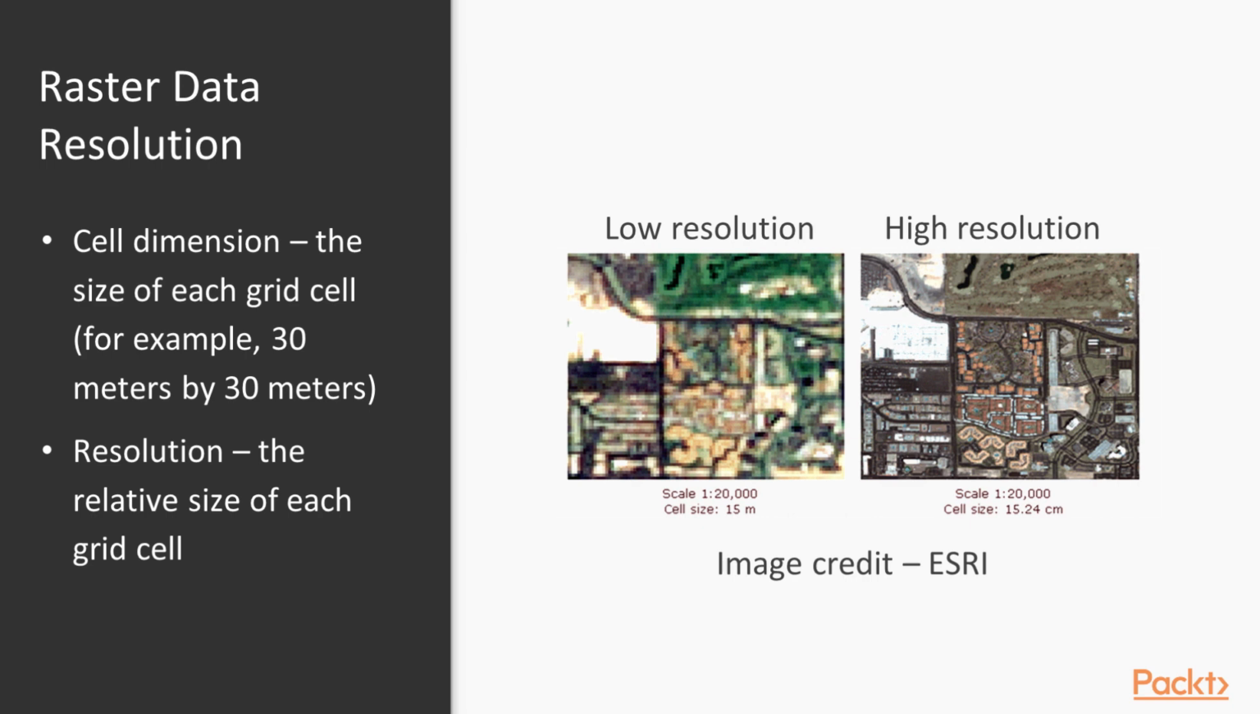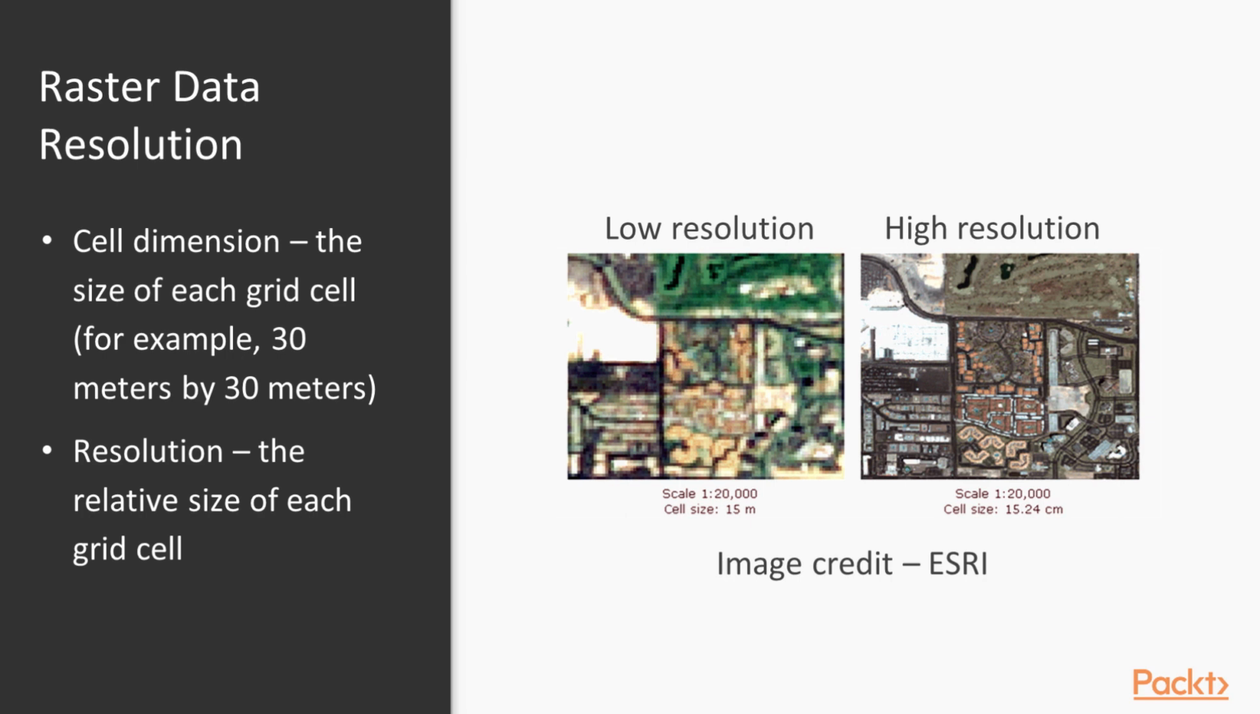Raster data are characterized by their cell dimension and their resolution. The cell dimension of a raster dataset represents the size of each grid cell. Commonly, you'll run into rasters that are, say, 30 meters by 30 meters. This means that the grid cells have a dimension of 30 meters on each side. Cell dimension is then related to the resolution of the raster, which refers to the relative size of each grid cell. A low-resolution raster will have larger cell sizes, whereas a high-resolution raster will have smaller cell sizes.